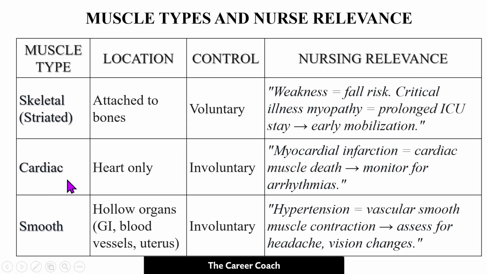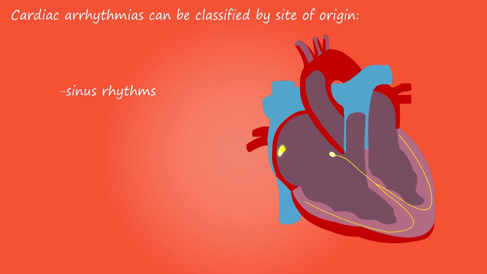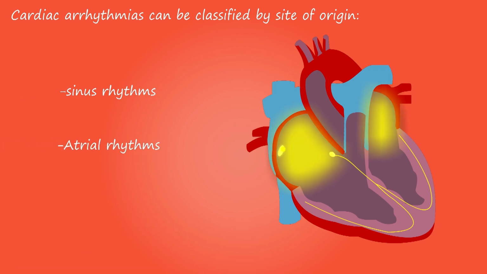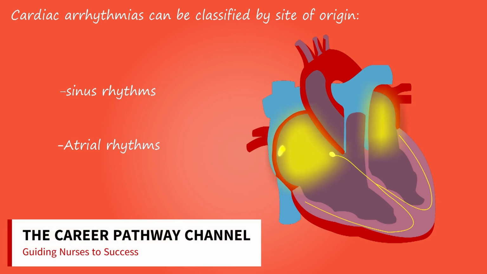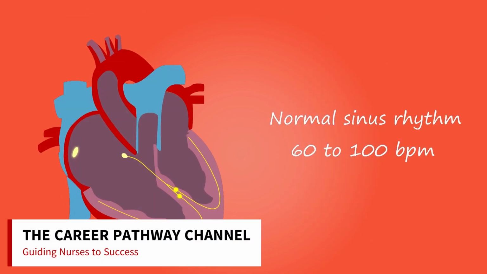The next one is the cardiac muscles. Cardiac muscles are located in the heart and they are involuntary. How do cardiac muscles apply to nursing relevance? They are relevant with regards to myocardial infarction. Myocardial infarction simply talks about cardiac muscle death. There is therefore need to monitor for arrhythmia, which is abnormal rhythm of the heart.